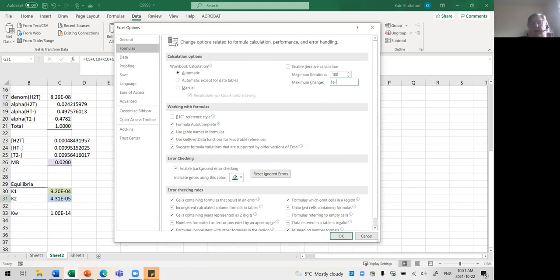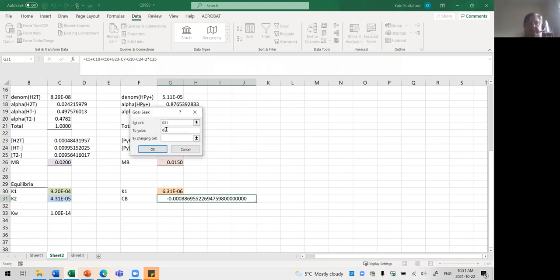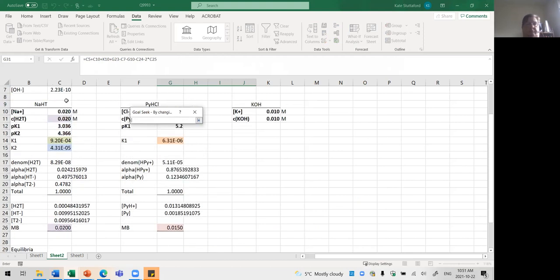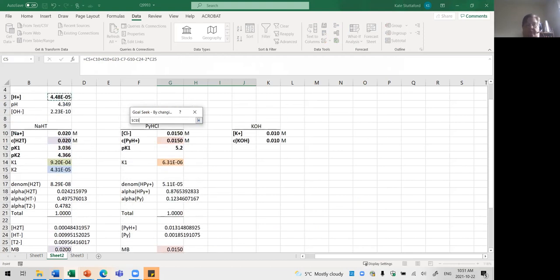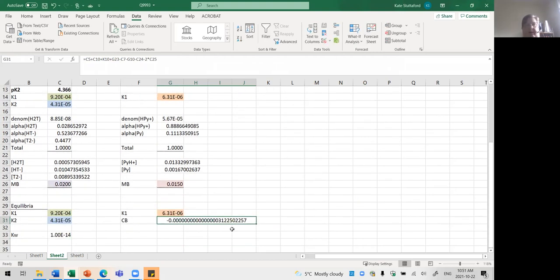So I'm going to say e to the minus, let's do 15. So that's going to be 0 to 14 decimal places. Okay, well that took a little bit longer. Oh, that looks better. Lots of zeros there. We could make the maximum change 10 to the minus 20. It does not matter if this is negative at all, because whether it's negative or positive doesn't matter. It just matters that it's very close to zero.